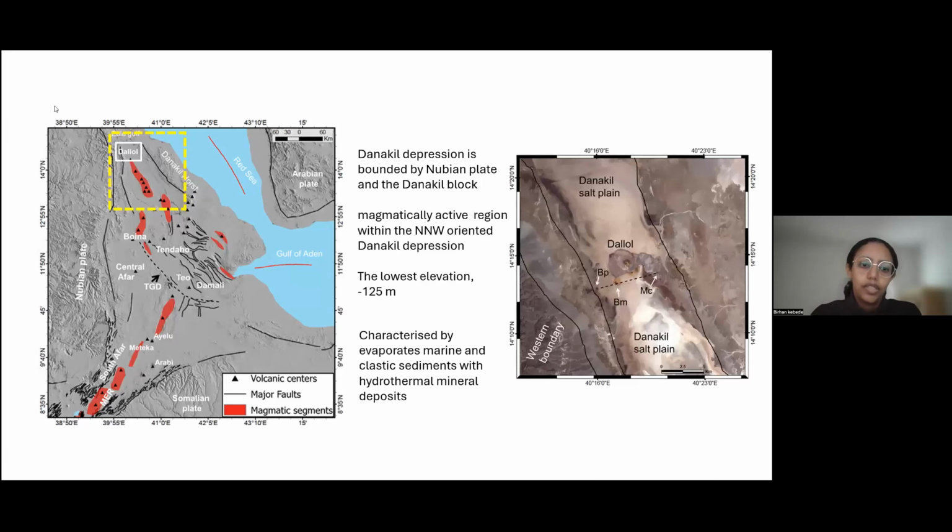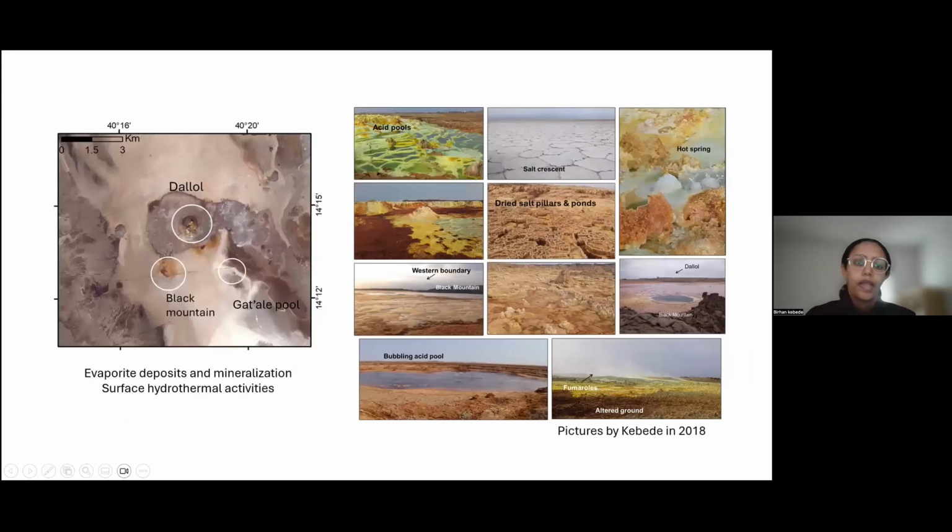So Dallol is located in the northernmost part of this Danakil Depression. It can be characterized by extensive evaporite deposition on the surface and some hydrothermal activities. And at the edge of this salt deposition, we also have some clastic and marine deposits. And to the west, we have the western boundary that is Precambrian succession. So these are some pictures taken from the center of Dallol and some areas in the south, Black Mountain, and one of the pools in the area called the Gaet'ale.